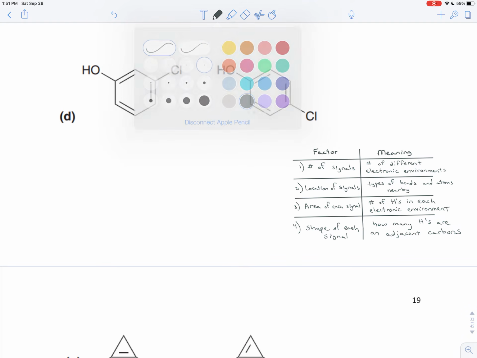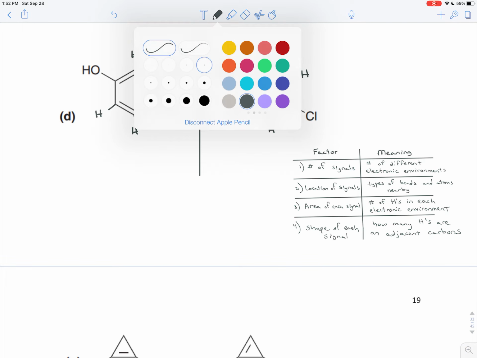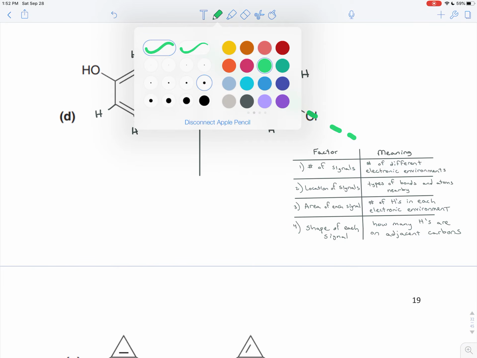For the next one, first let's draw in all of the hydrogens. Okay, so we'll think about these separately. Let's identify all of the different electronic environments in the molecules. Now on the left there's no plane of symmetry, but on the right, the molecule on the right, there's a plane of symmetry sort of going diagonally.